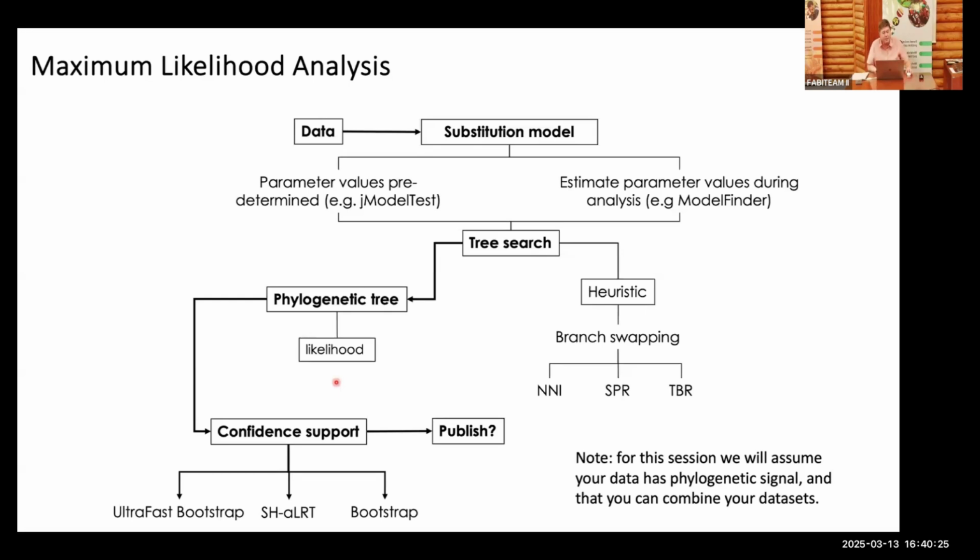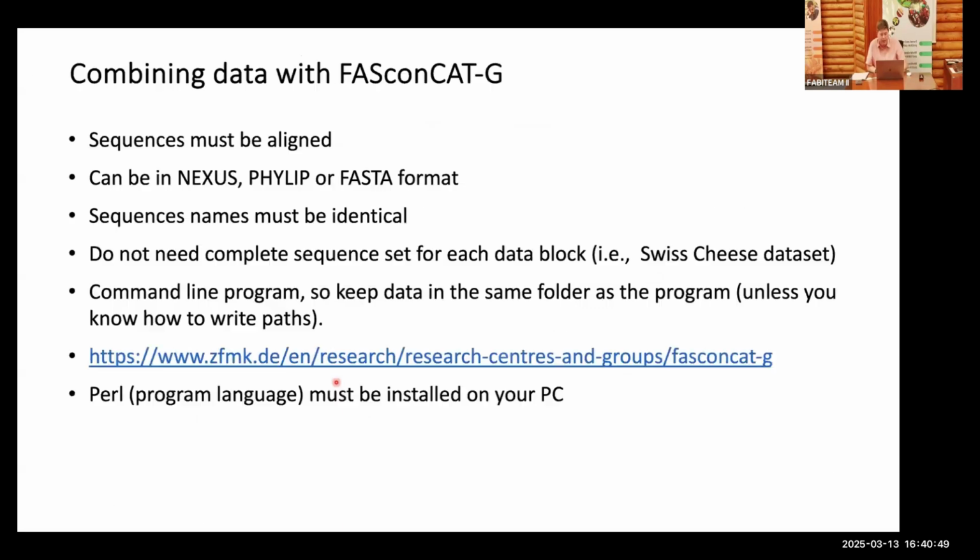Again, another assumption that I make is that your data has phylogenetic signal, and that you can combine your data sets. Just to be reminded that you cannot just combine all the data sets, because there might be data that cause incongruent topologies. And there are methods that we can use to test it, but that's not in the scope of this session. Because I would really like you to produce a phylogenetic tree at the end of this session.